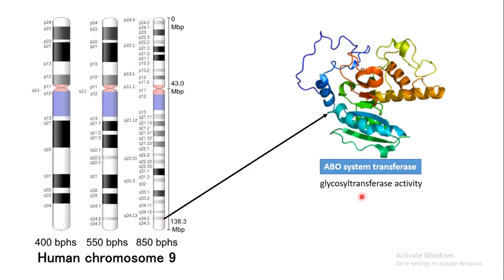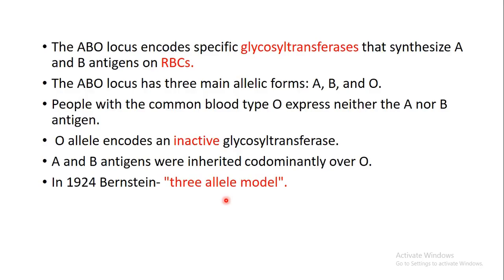Got it? So if you look at its function, it is glycosyl transferase activity. Why is it named so? Because glycosyl is something related with sugars. So its major function is that it adds sugar. After adding sugar it is going to change the antigen type.